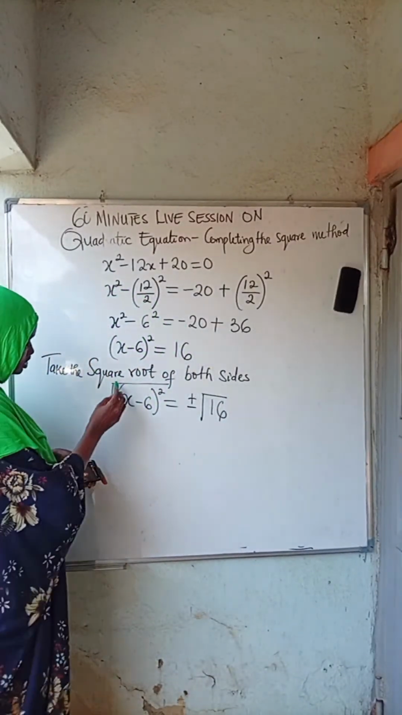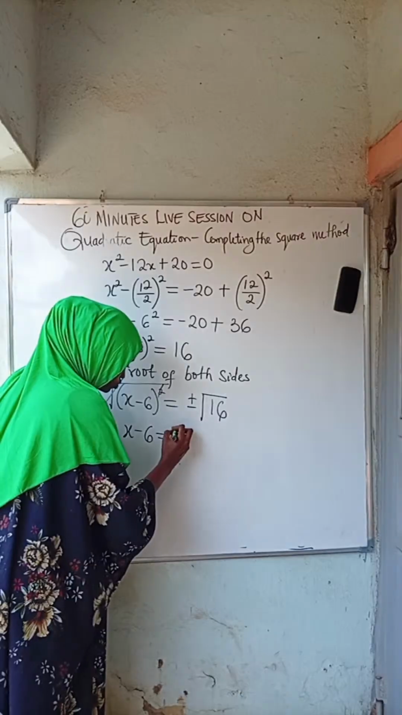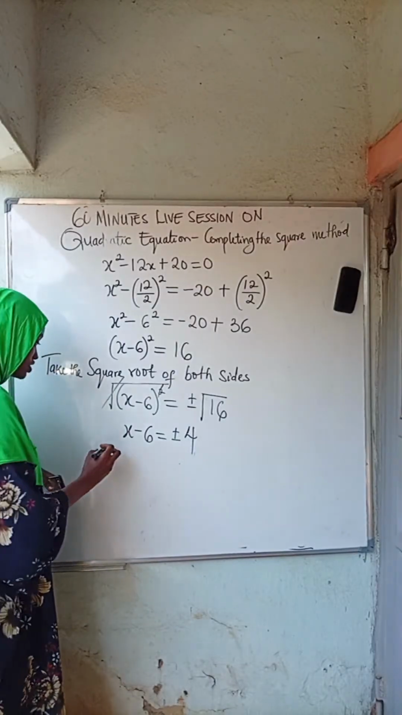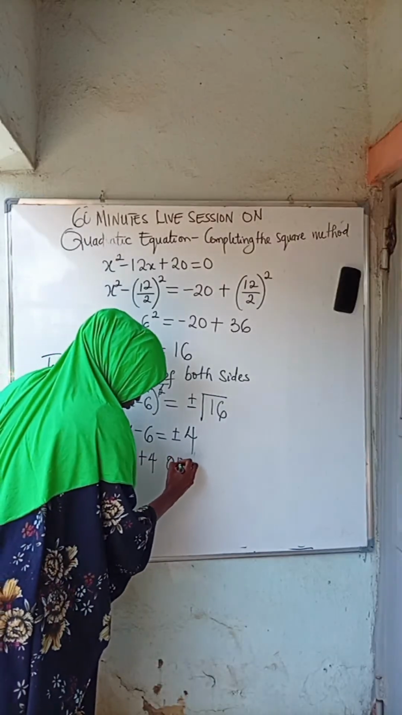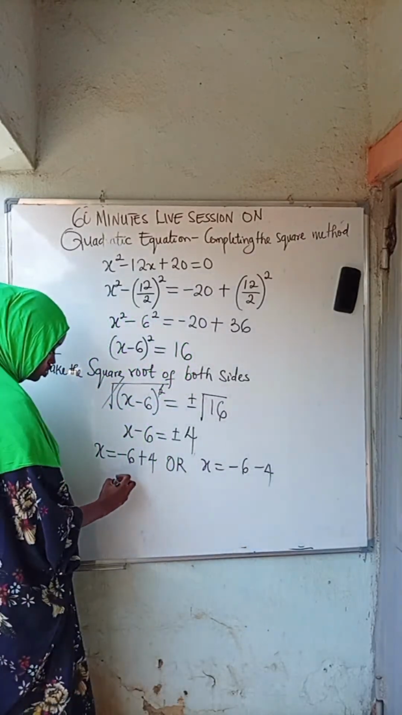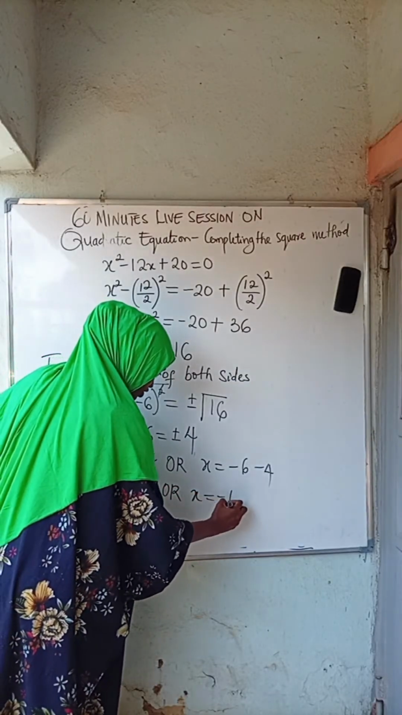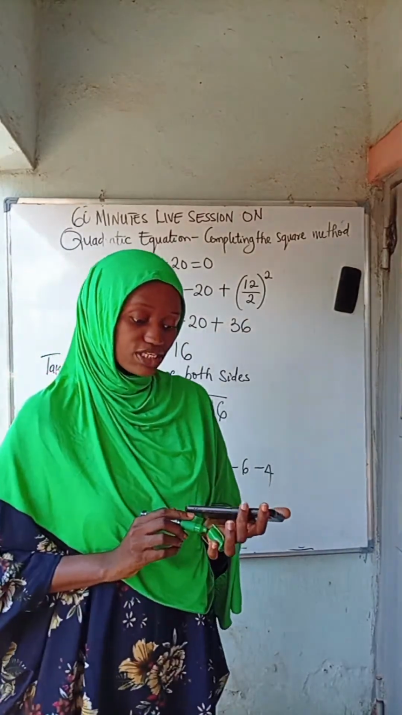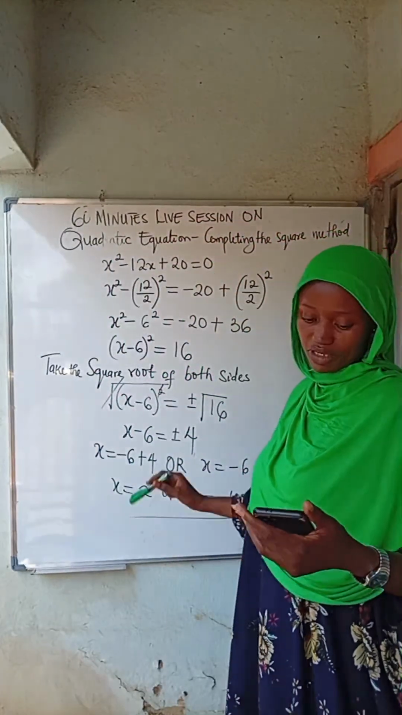At this point, you can see the square root symbol cancels the square. So I'm left with x minus 6 is equal to plus or minus the square root of 16, which gives us 4. So x is equal to 6 plus 4, or x is equal to 6 minus 4. So x is equal to 10 or x is equal to 2. So this is the answer. This is how you solve a question under the completing the square method.